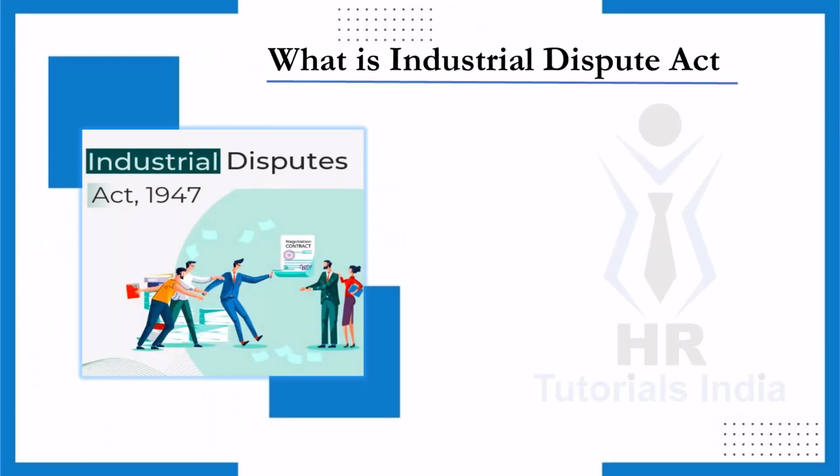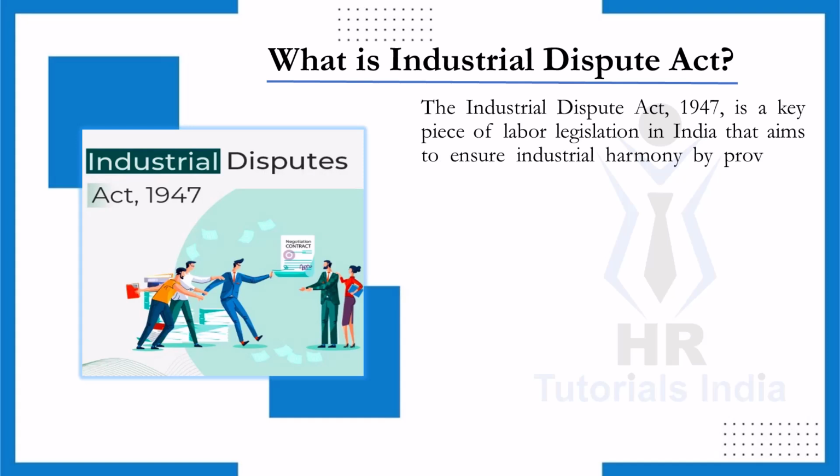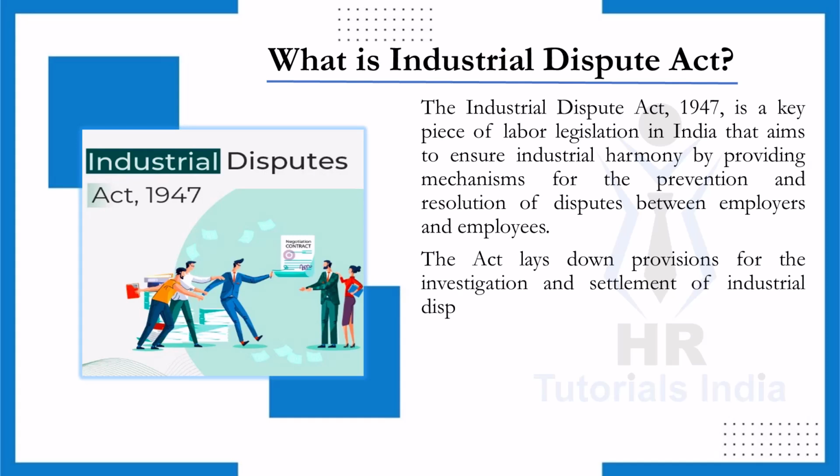What is the Industrial Dispute Act? The Industrial Dispute Act 1947 is a vital labor law in India aimed at fostering harmony between employees and employers. It establishes mechanisms to prevent and resolve workplace disputes effectively, ensuring disagreements are addressed constructively. Through provisions like mediation, conciliation, and adjudication, the Act seeks to create a structured framework for managing conflicts in the industrial sector. By promoting better relationships and safeguarding the rights of both parties, this act contributes to maintaining a balanced and productive work environment.